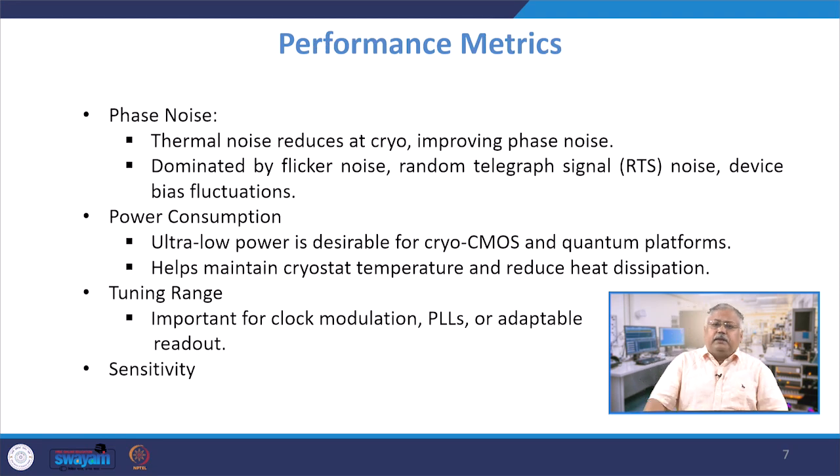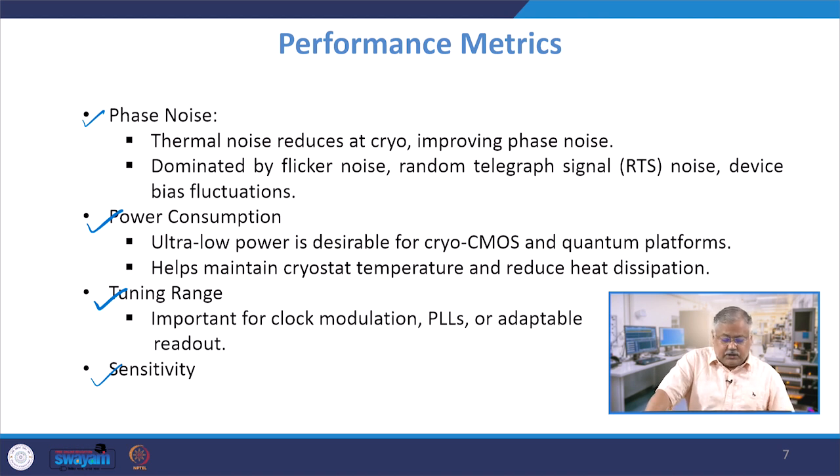Let us look at the performance matrix of an oscillator. Now, as I discussed with you, there are primarily four performance metrics, and these are your phase noise, your power consumption, your tuning range and sensitivity. Now, thermal noise actually reduces at cryo, and that improves my phase noise. So, that is a good thing about cryo. I do not have to do an extra layer of modeling in order to understand that. It is very straightforward and simple.